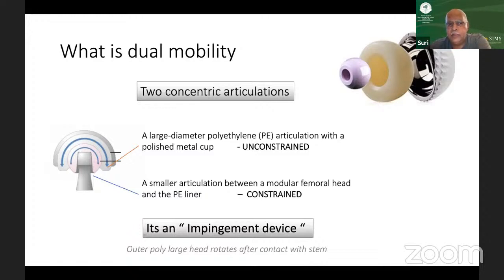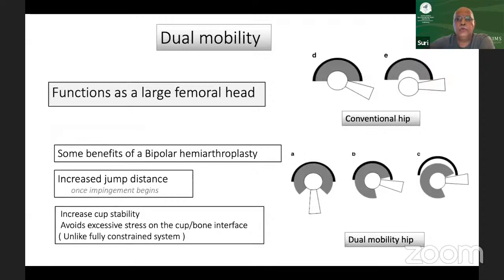To put it simply, we can probably say that it's basically an impingement device. When I say impingement device, when the neck moves up, the primary movement occurs in the inner head, which is maybe a 22 or a 28 head. And then when the movement there is exhausted and the neck starts hitting the outer cup, then the outer cup starts moving. So the outer large poly head rotates only after the contact with the stem. So you get that additional percentage of movement till, of course, it impinges over the metal, which is catastrophic. So basically, dual mobility functions as a large femoral head. And we have all the benefits of the bipolar or hemi-arthroplasty with the negation of all the deficiencies.